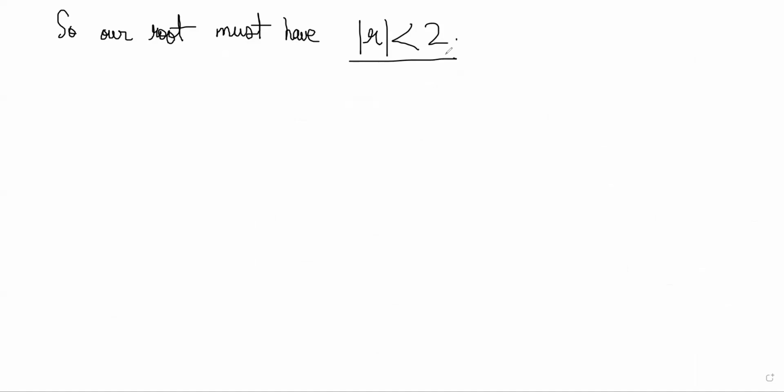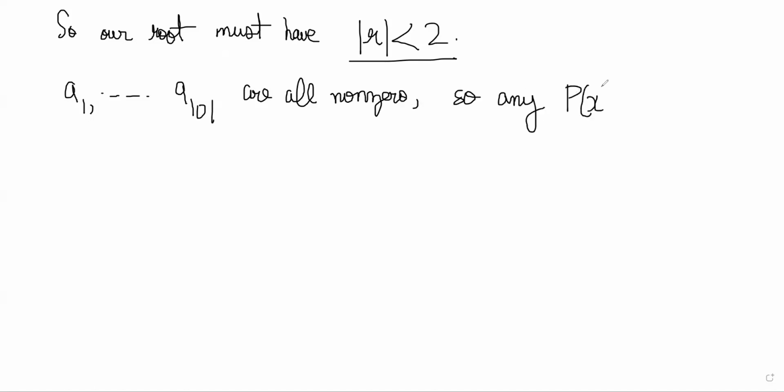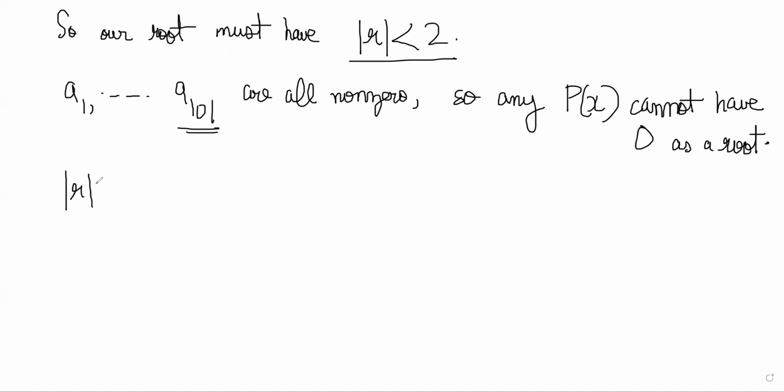We also cannot have a root at 0 since all the ai's are non-zero. The question had said that a1 to a101 are all non-zero. So any polynomial using these coefficients cannot have 0 as a root, because if you put 0, at least one of the terms is the constant term. So 0 cannot be a root for this. So if 0 cannot be a root and mod r is less than 2 and there must be an integer root, then the integer root can only be mod r equal to 1, or basically r can be plus or minus 1, right?